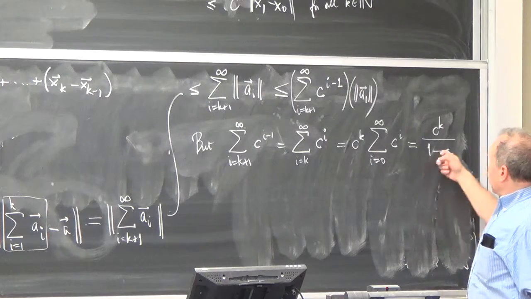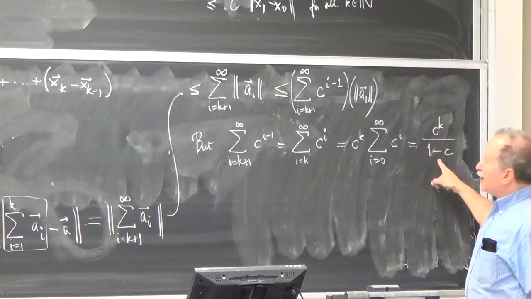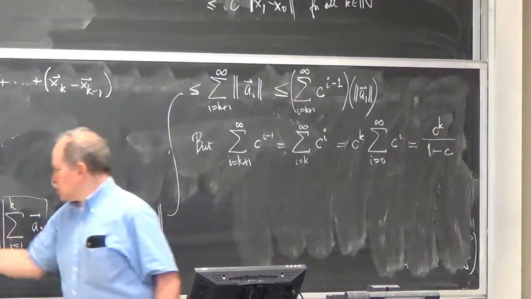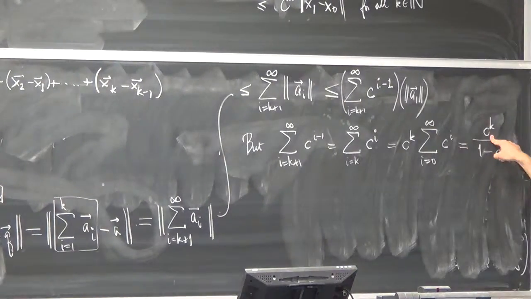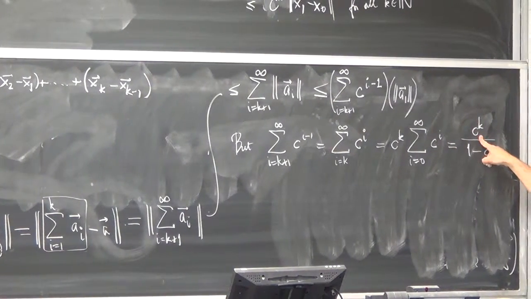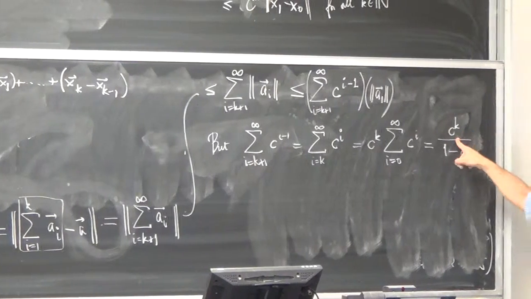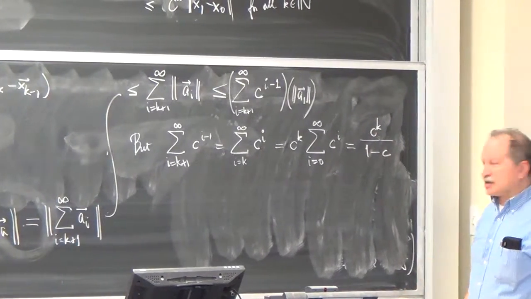So you actually have a bound, and you see roughly that the rate at which this convergence is occurring is by powers of c. And that goes to 0 very quickly. If you fix a number less than 1 and take its powers, that converges very quickly to 0.